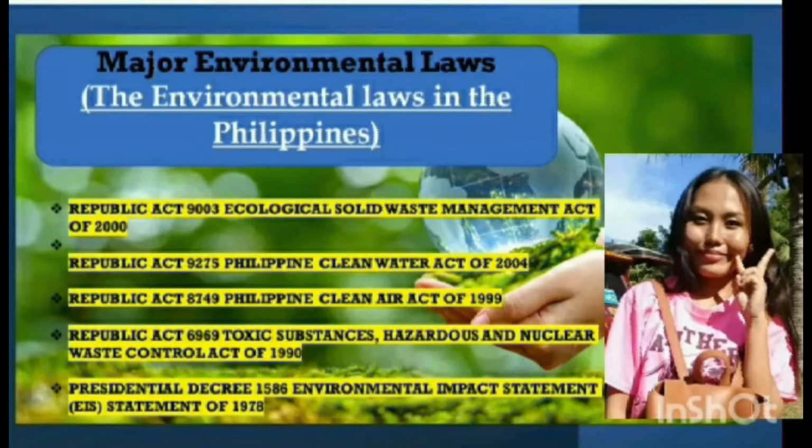And lastly, Presidential Decree 1586, Environmental Impact Statement, EIS Statement of 1978. With the passage of Presidential Decree number 1586, the Environment Impact Assessment System, or EIA, was formally established in 1978 to make it easier to achieve and maintain a sensible and orderly balance between socio-economic development and environmental protection.